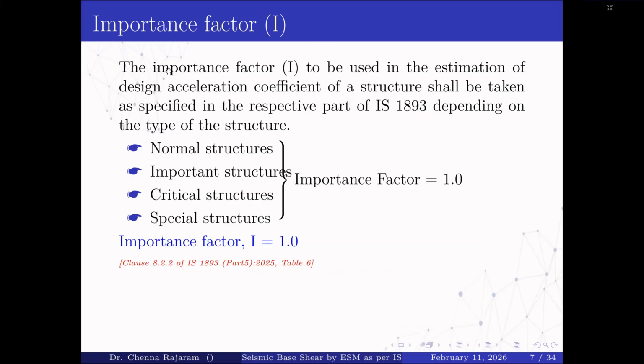The importance factor. The importance factor I to be used in the estimation of the design acceleration coefficient of the structure shall be taken as specified in the respective part of IS 1893, depending on the type of the structure. As per the new code, IS 1893-2025, the structures are divided into 4 categories: normal structures, important structures, critical structures, and special structures. Here, the importance factor is considered as 1.